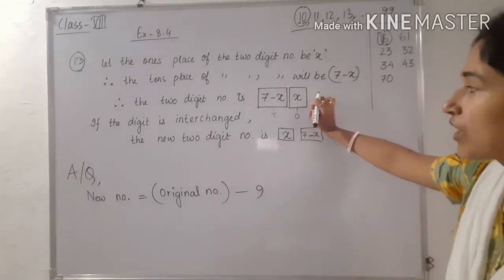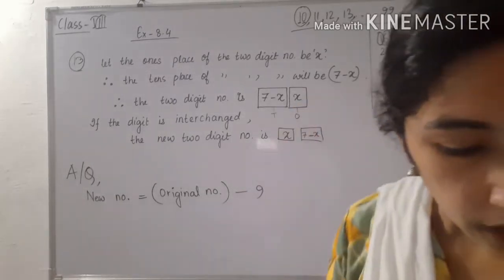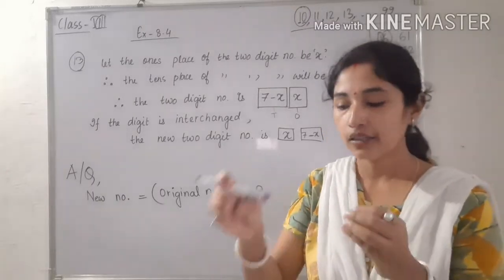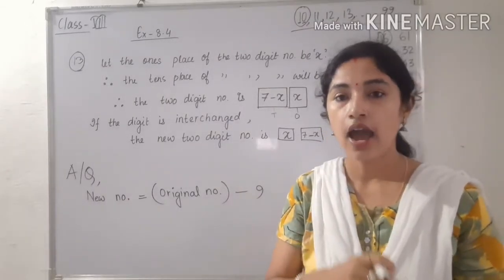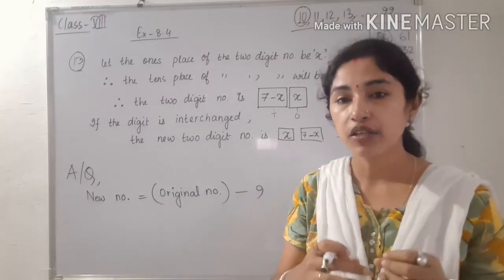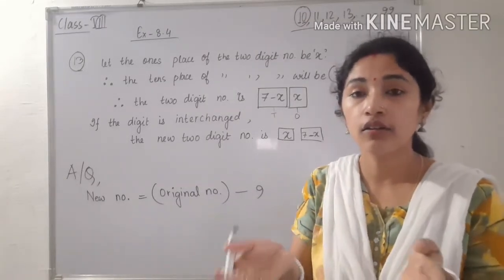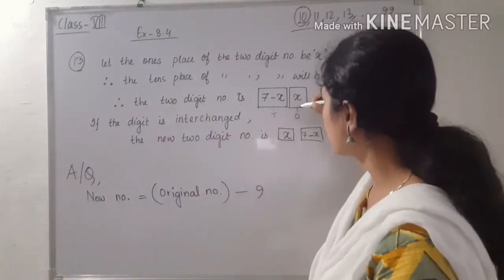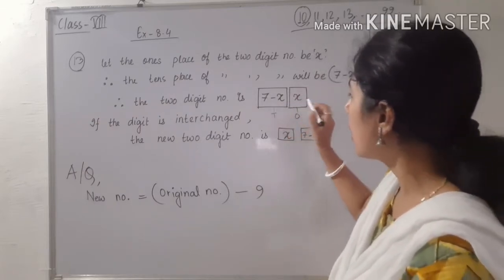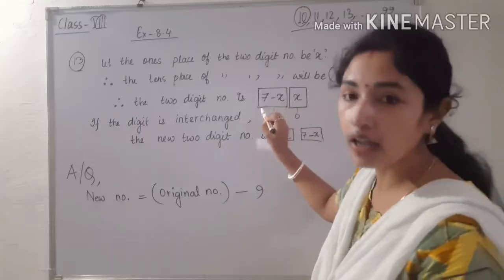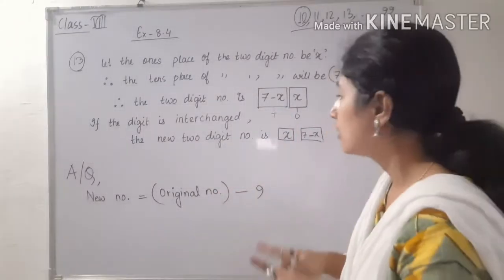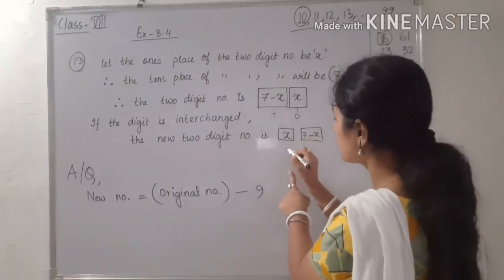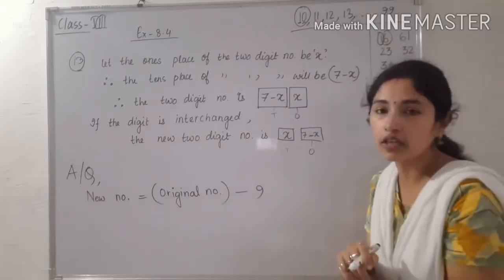Okay students, see what is given next. If the digits are reversed, meaning interchanged, that means we have to write the tens place digit in the ones place, and the ones place digit in the tens place. Reverse means interchange. So in place of the ones digit you have to write 7 minus x, and in place of the tens you have to write x. Then what will the new two-digit number be? In the tens place x will come, and in the ones place 7 minus x will come.